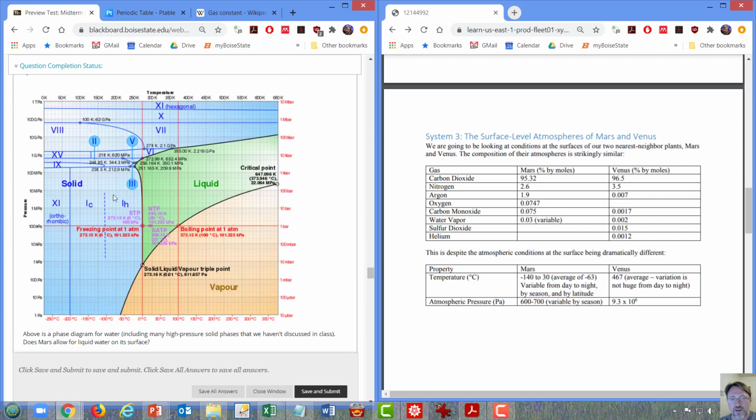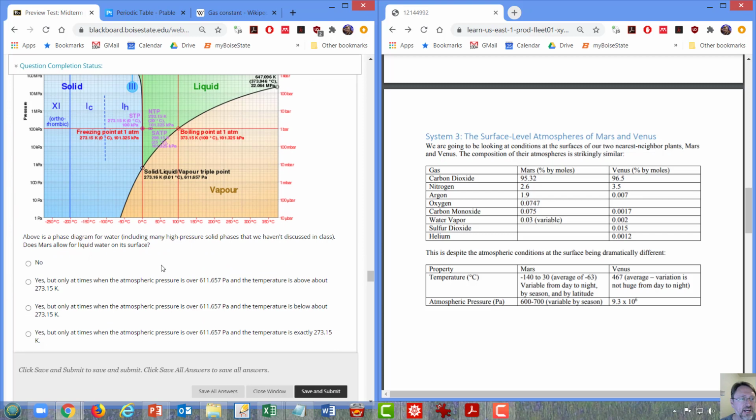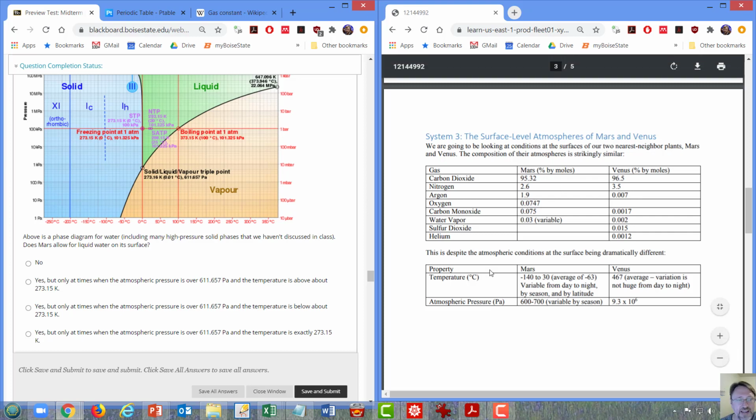Okay, we now have the water phase diagram. Okay, this is the phase diagram for water. Does Mars allow for liquid water on its surface? All right, Mars on its surface. Again, this time it's in degrees C, so that's going to be more convenient.